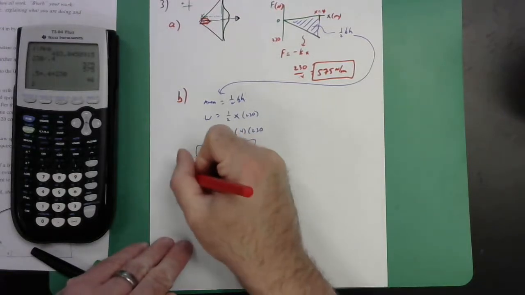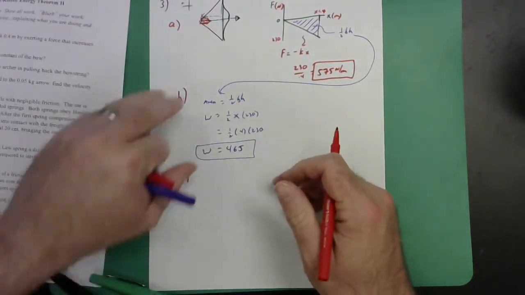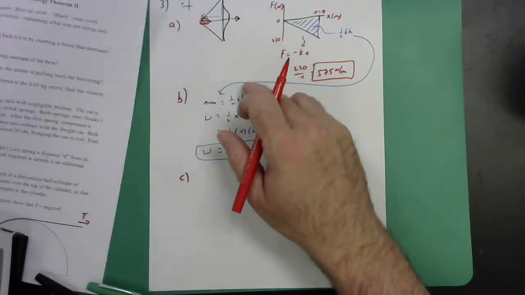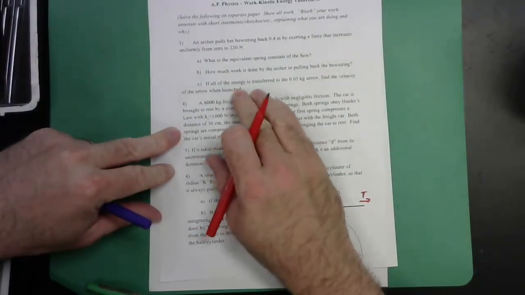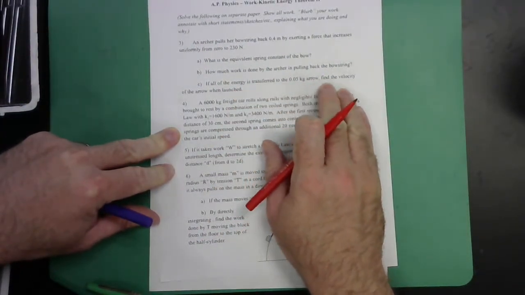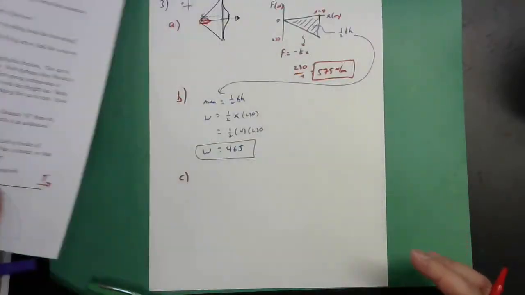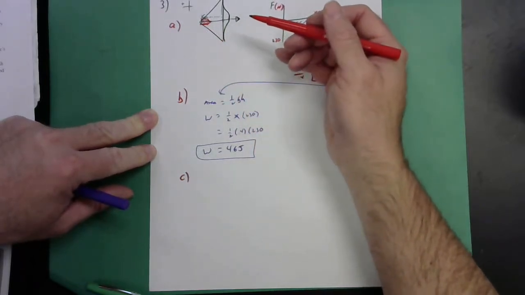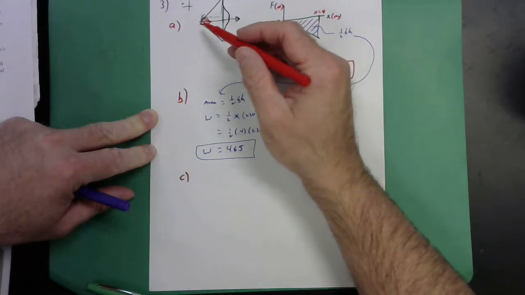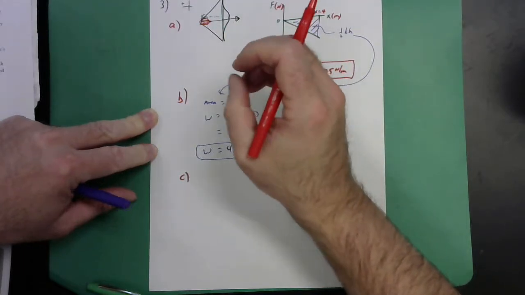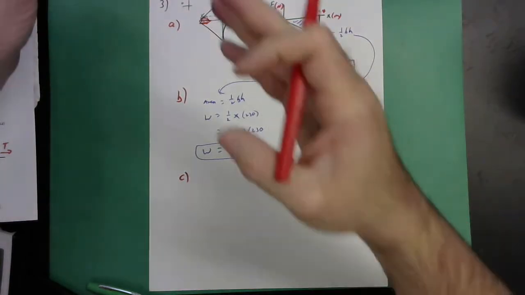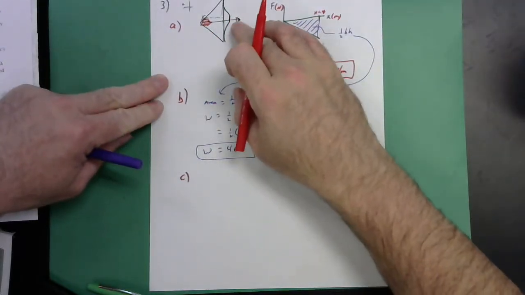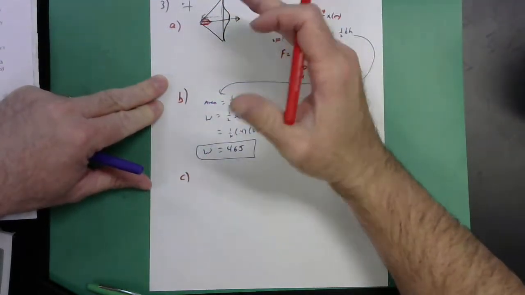Which takes me to part C. When I release the bow, the bowstring shoves on the arrow. They're asking, if all of the energy was transferred to the 0.05 kilogram arrow, find the velocity of the arrow when launched. Now, in fact, will all of that stored energy get transferred to the arrow? Well, no. You know what happens if you fire a bow. It goes twang, and the bowstring keeps vibrating. There's clearly some energy left in the bowstring.